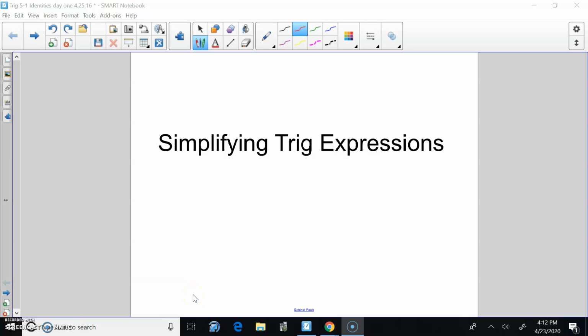Hi, so our lesson today is going to be on simplifying trig expressions. So we're going to start maybe with some problems that look a little confusing, a little complicated, and we're going to try to simplify them down by substituting in things that we know are equivalent, and maybe things that'll cancel out or otherwise just simplify and get a little neater.